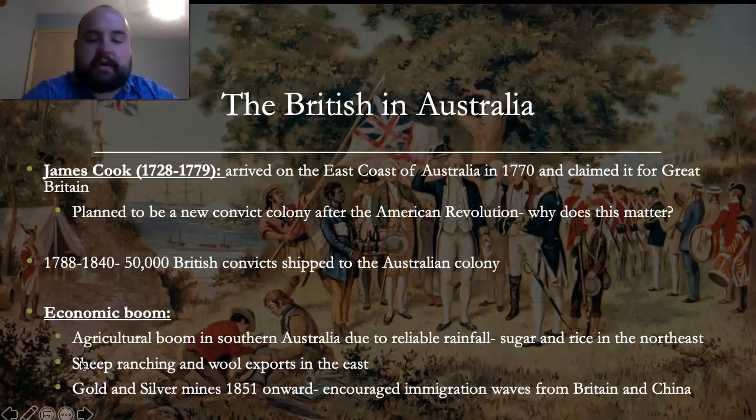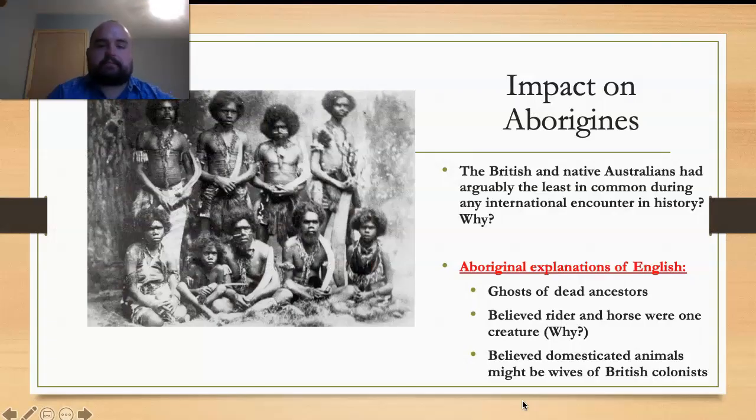Sheep ranching and wool exports in the eastern portion of Australia were very profitable as well, and by 1851 there were gold and silver mines established in the country, which actually encouraged more immigration waves not only from Great Britain, but from China as well, which is why I believe to this day there's still a significant Chinese-Australian population descended from some of these immigrants.